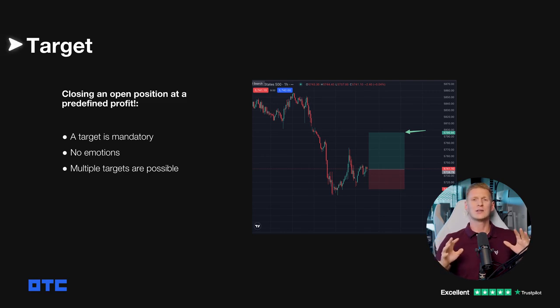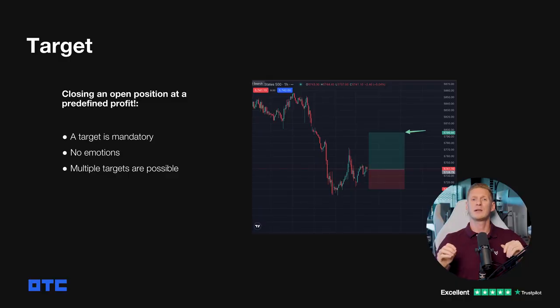The target is a closing of an open position at a predefined profit, and it's just as crucial as placing a stop. Here's why. Setting a target helps control emotions, particularly greed. Without one, it's easy to hold onto a winning trade for too long, hoping for even more profit, only to see price reverse and wipe out your gains. By defining your target in advance, you know exactly what your potential reward is.